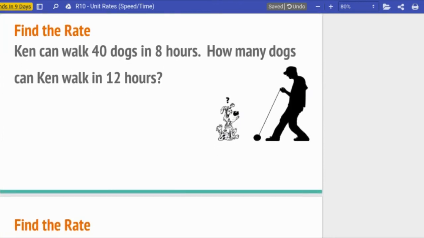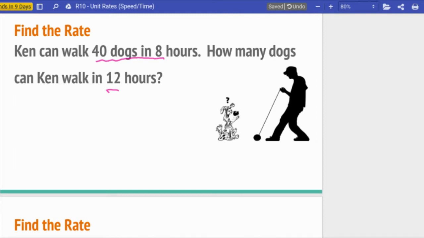All right, Ken can walk 40 dogs in 8 hours. How many dogs can Ken walk in 12 hours? So in this one, we're neither given the unit rate nor asked for the unit rate. We have 40 dogs in 8 hours, and we want to know how many dogs he can walk in 12 hours. So we can't get directly from 8 to 12 by scaling up, at least not with a whole number.